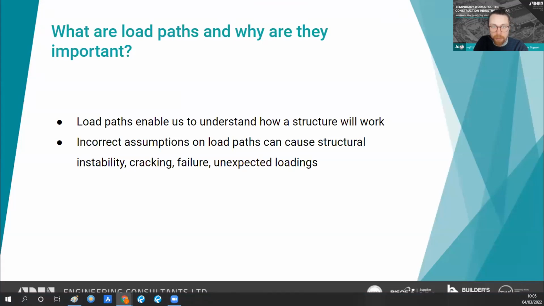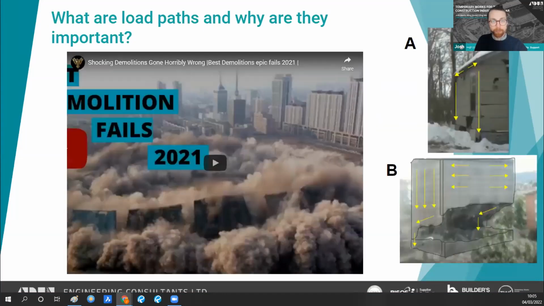They enable us to understand how the structure will work and behave so that we can make accurate estimates on how they're going to act when we carry out some structural amendments. Incorrect assumptions on load paths can cause structural instability, cracking, failures, unexpected loadings, which can lead to catastrophic effects. And it's very important that they are understood so that we can avoid unsafe conditions on site.